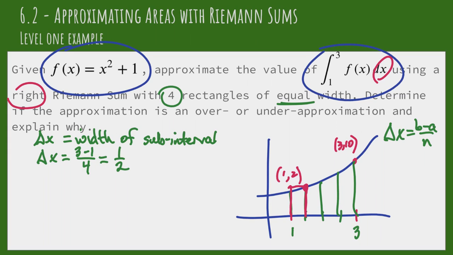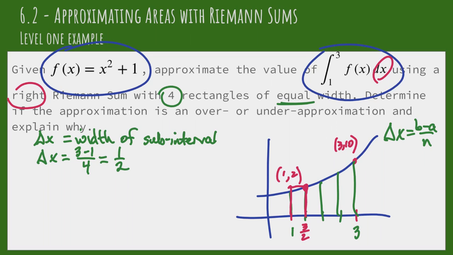In order to get that, I need to know what this x-coordinate is right here so that I can plug that into the function to get the y-coordinate and the height. So that x-coordinate is going to be 1 plus the width of the interval. So it's going to be 1 plus 1/2 or 3/2.